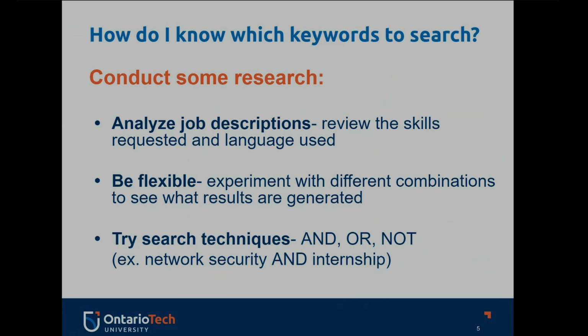Some of these search techniques include using AND, OR, NOT. AND and OR would encompass a couple of parameters or words that you would like included, and NOT would exclude certain words, or exclude a search that would come across a certain word. An example of this is network security AND internship. When you type this in, you're going to hopefully come across network security and internship positions or postings.